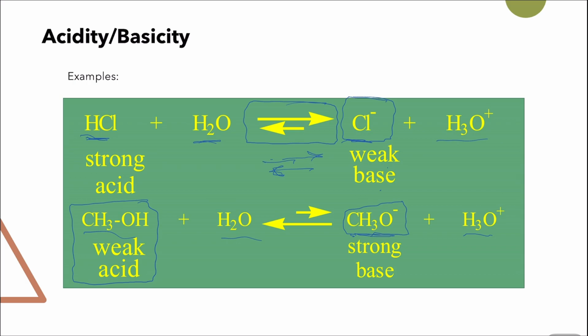If we draw one arrow in a bigger form, like this one, that means it will favor going to the right. And if it's smaller, that means it's less favored, going to the left. So for this one at the bottom, because the arrow going to the left is a bigger arrow, that means that the weak acid is more favored to be formed, and the methanol will stay in its undissociated form. So it's a weak acid.